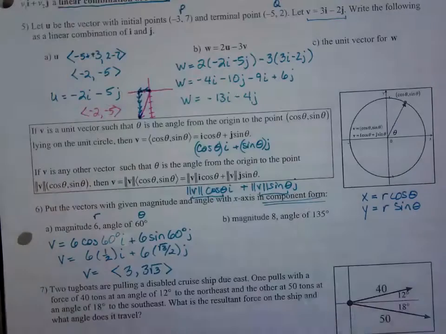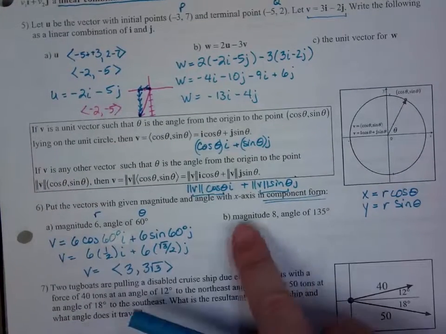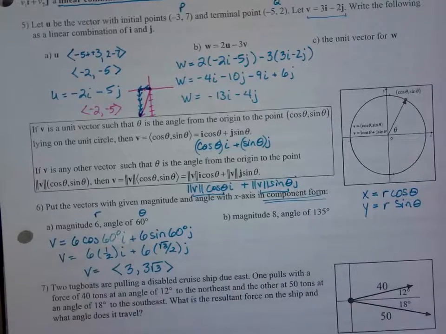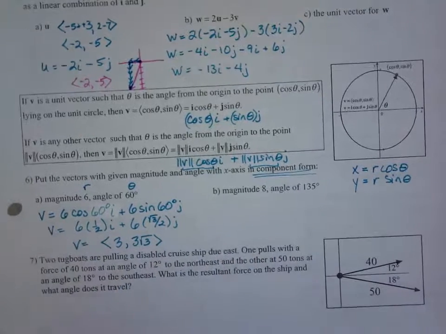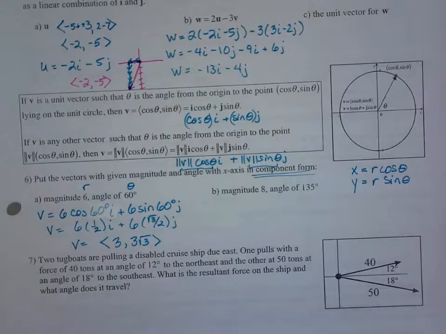All right. So you do this one. Do letter B real quickly. Write out the r cosine theta, r sine theta thing, and then put it into component form for me. So go back and look at it again. I kind of took a little detour, but you can do it.